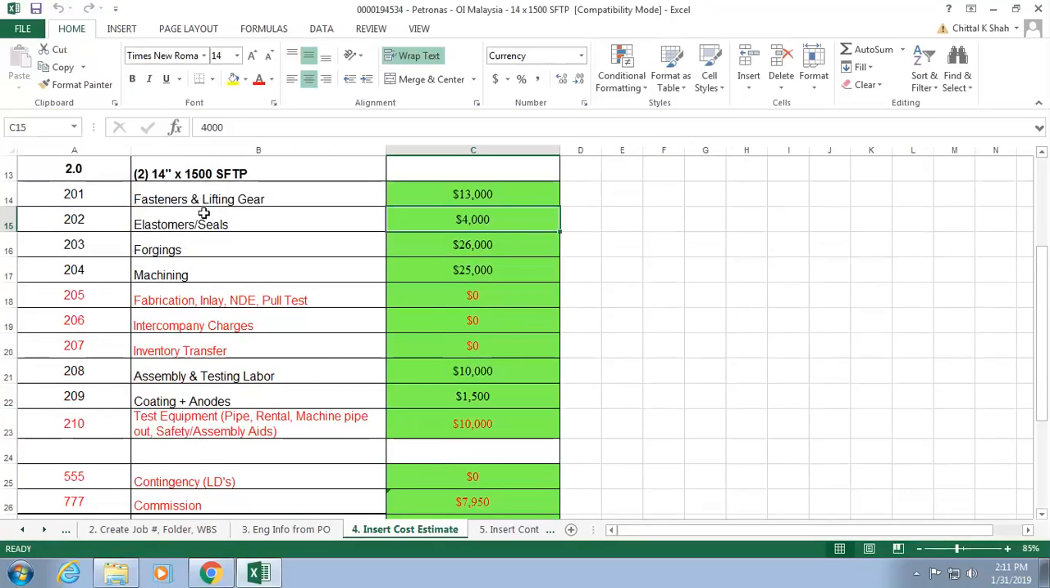So fasteners, elastomers, forgings, machining, that's our standard work breakdown. Over the years, we have figured out that these are the main buckets where our charges are going to happen, and we spread the budget accordingly. Now, some of you are here from an engineering perspective. You might not have a work breakdown structure, right? You might just have a lump sum budget.